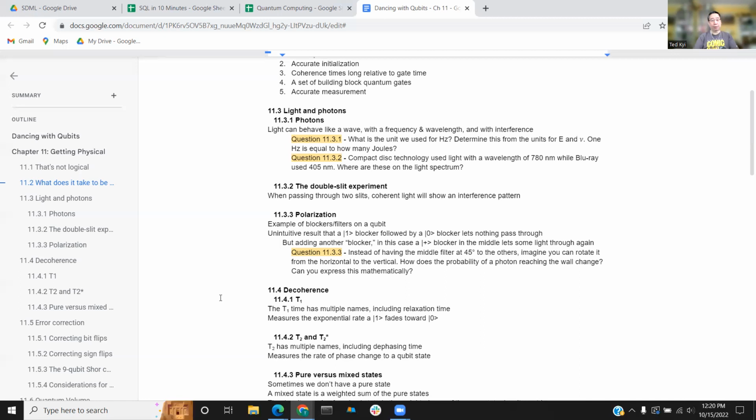But what's really counterintuitive with this is that if you add a third blocker in the middle between the 1 blocker and the 0 blocker, and in this case we're talking about the state plus, which you can think of as sort of like 45 degrees between 0 and 1. So if you add this blocker into the middle, then all of a sudden you will start getting light through again.